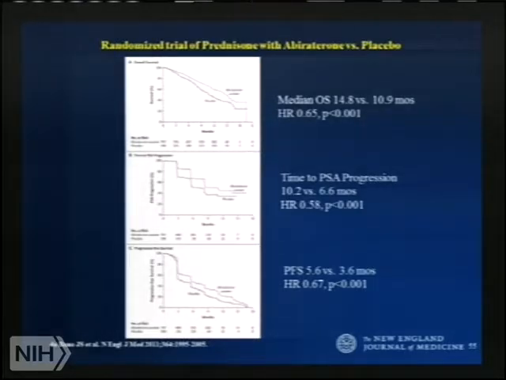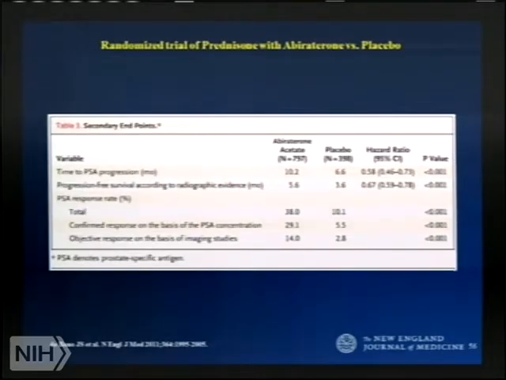So in this publication in the New England Journal of Medicine in 2011, you can see that the overall survival was substantially better. You see a 35% reduction in the risk of death if they got abiraterone versus placebo, and this is following chemotherapy. The time to PSA progression was also longer, 10 versus 6 months, and the progression-free survival, 5.6 versus 3.6 months. All of these favoring the abiraterone, and the PSA response rate, the number of patients who had declines in PSA of at least 50%, was substantially better if you got the abiraterone versus the placebo. So based on this, the FDA approved abiraterone for prostate cancer.